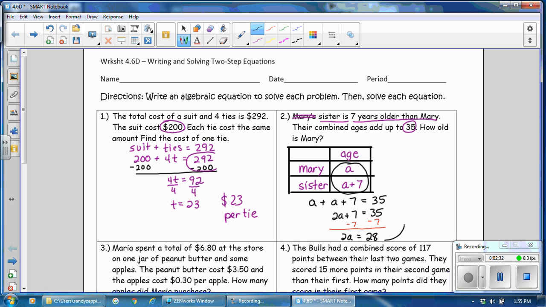I'm going to bring this up here to finish the problem. 2A is equal to 28. I'm going to divide both sides by the coefficient. And A is equal to 14. So the question is, how old is Mary? A is equal to 14, and so that means that Mary is 14.